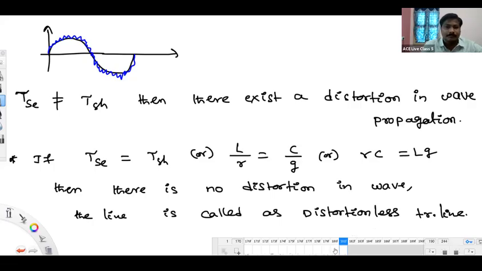Please complete it quickly. This is a distortion. Yeah. So let's continue like this now.